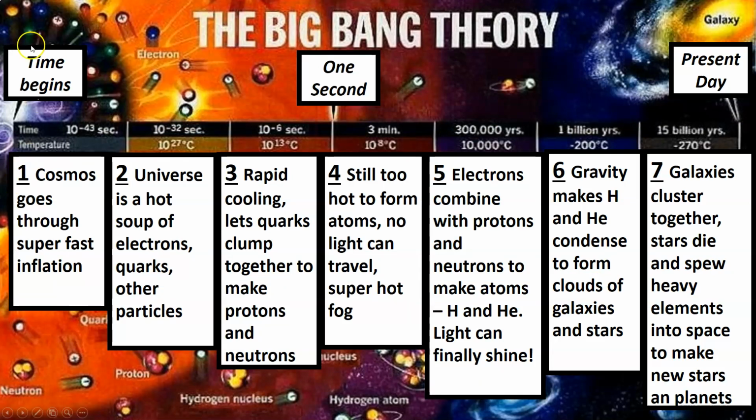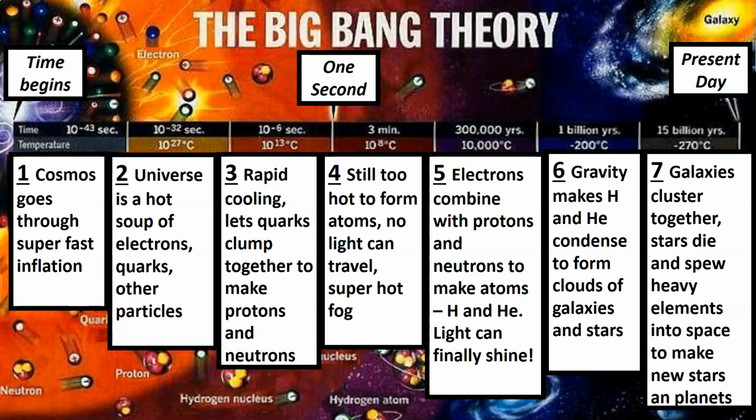So when time began over here on the left side, we have a Big Bang. All of a sudden, the whole universe goes through a super fast inflation. Things are very, very hot. We have electrons, quarks, some other weird particles. Look at how fast this happens. All of a sudden, it starts cooling down, and when it cools down, it shrinks back together.